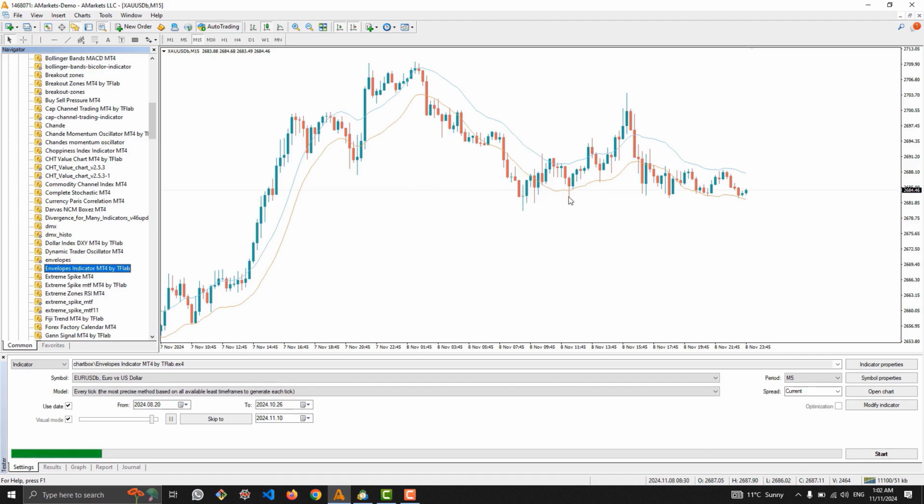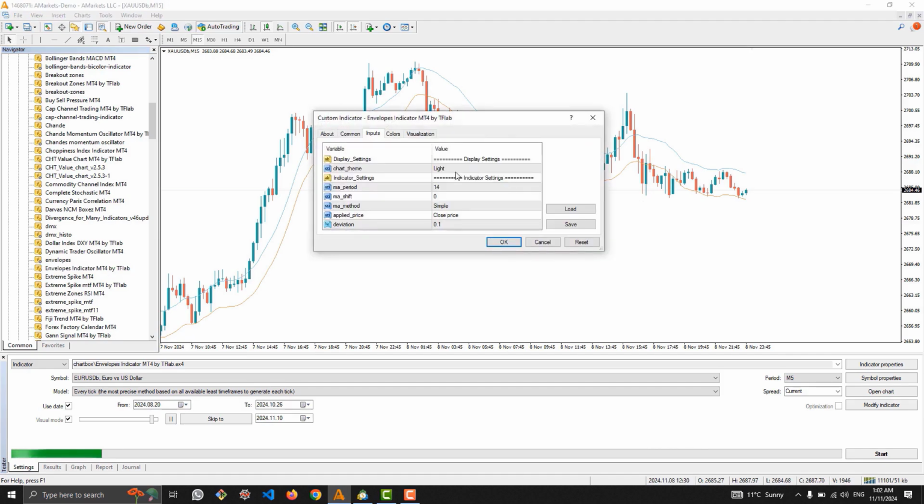Let's review the settings of this indicator together. The first option is the moving average period, used in the calculations of this indicator. The second option is the shift of the moving average to the right, or the lag of the moving average. The next option is the method of calculating the moving average, which is set to simple by default. The next option is the price on which we calculate the moving average, which can be any of these prices, with the default being free close.